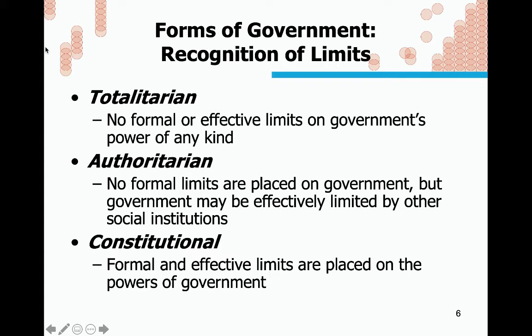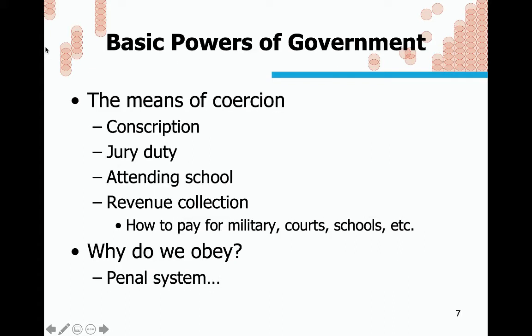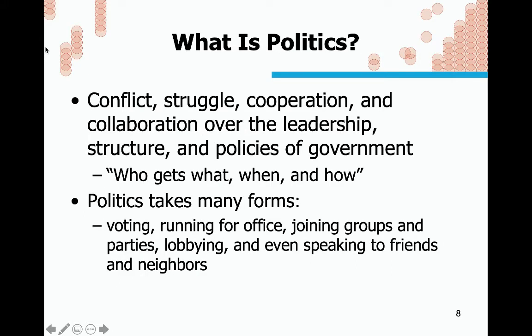Democratic systems are subject to constitutional limits. That's what limits government power in a democracy, is a constitution, right? The constitution is a document that spells out the formal and effective limits on government power. Governments can make us do things like, say, join the army, serve on jury duty, attend school, and they collect revenue from us, which is how to pay for the military and the courts and schools, etc. And we obey, because if we don't, we go to jail, right? The penal system is why we obey the government.